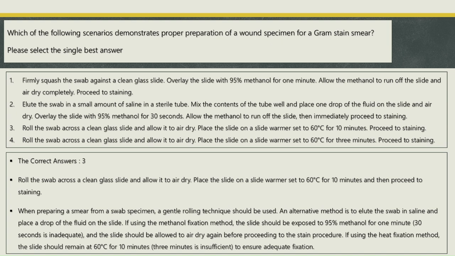An alternative method is to elute the swab in saline and place a drop of the fluid on the slide. If using the methanol fixation method, the slide should be exposed to 95% methanol for 1 minute; 30 seconds is inadequate. And the slide should be allowed to air dry again before proceeding to the stain procedure. If using the heat fixation method, the slide should remain at 60 degrees Celsius for 10 minutes; 3 minutes is insufficient to ensure adequate fixation.